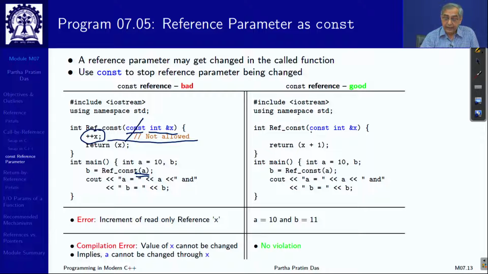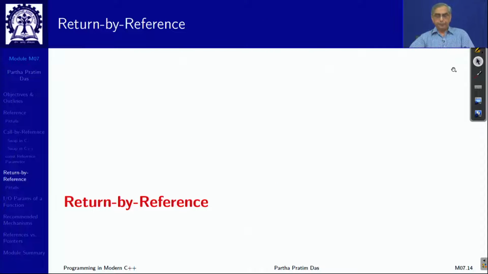Whereas, I can write it like this, it is a constant reference. Instead of doing plus plus x, I compute x plus 1, which is necessarily what I was doing in the left column. Then it will be allowed because you are not changing x in the function ref const. Right. So, on the left the code will not compile, on the right it will work properly and give called with 10, it will print 11, there is no violation. So, this is the constness of the reference parameter that you will have to keep in mind.